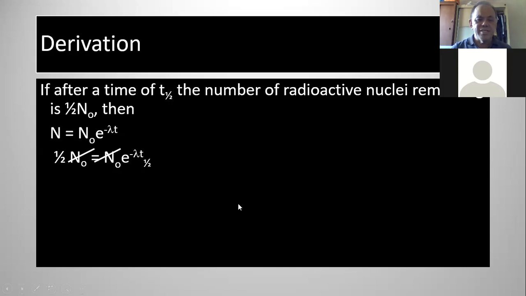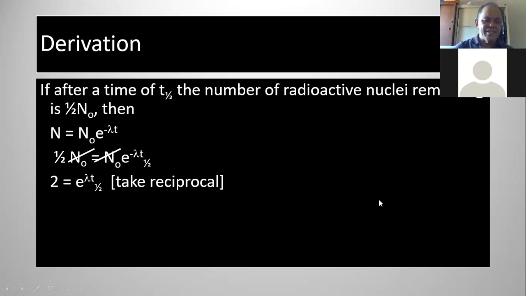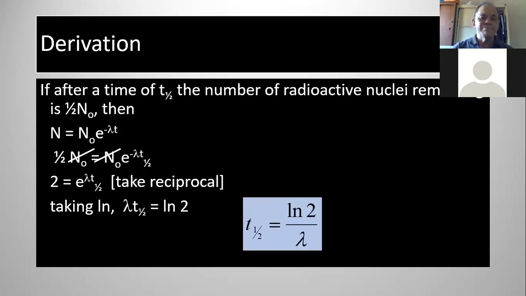Then you cancel the N naught on both sides, and then you invert it, or take the reciprocal, or take the 2 across and take this one down, and then you can rewrite the equation to get rid of the negative sign, making it positive. Then you take the ln, log to the base e, and you get lambda T half equals ln 2. You can remember that formula or rewrite it. That's given in the formula sheet. 0.693.